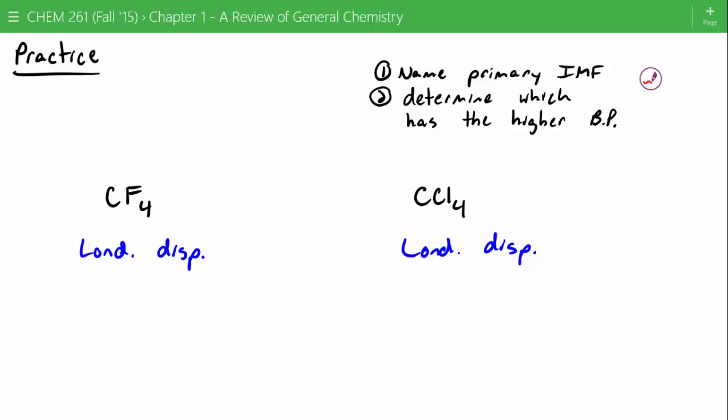Carbon tetrachloride has a boiling point of 77 degrees Celsius, and carbon tetrafluoride is actually negative 128 degrees Celsius. This is a combination of not only weight, but surface area. Chlorine is much bigger than fluorine. If you remember back to periodic trends, if we go down a column, you get bigger and bigger atomic radii. And so because chlorine has the bigger atomic radii, it's going to have more surface area. Yep. All right, let's do another one.